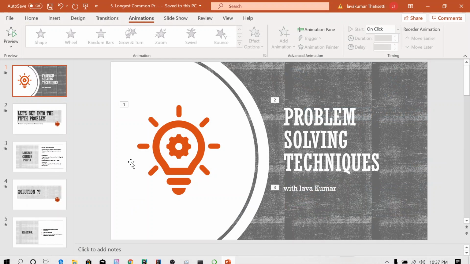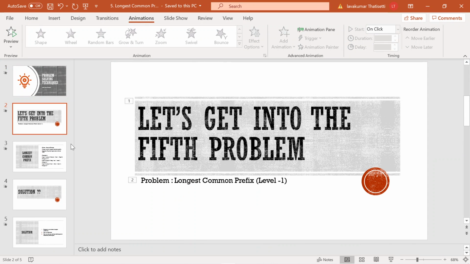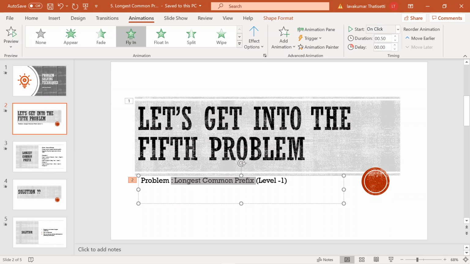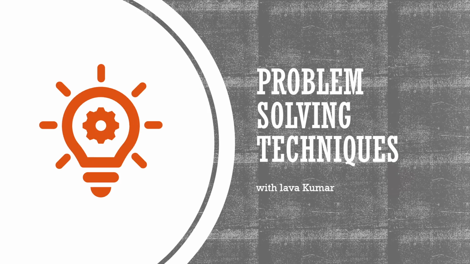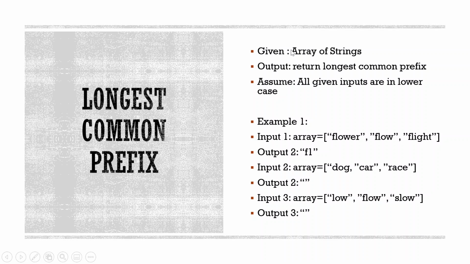Let's start the tutorial. Okay, let's get into the fifth problem, which is the longest common prefix. Let's understand the problem statement, then we can discuss. Given an array of strings, the output should be the longest common prefix. Prefix in the sense, you understand prefix and postfix, these kinds of things are there. I'll explain what we should return in the examples.